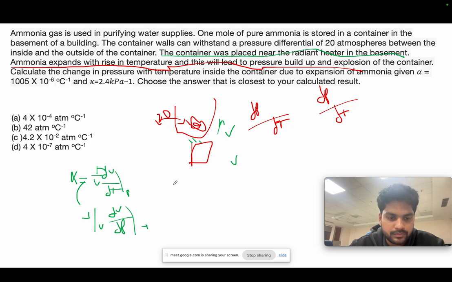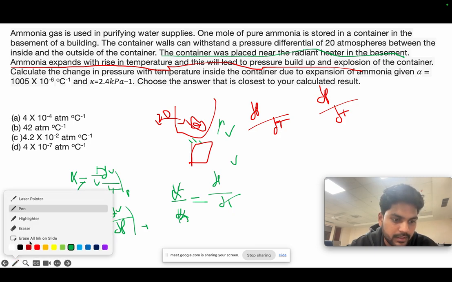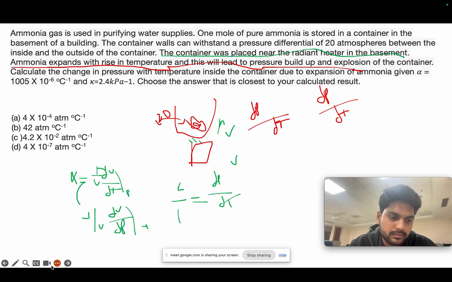So if I do K by alpha, what I'll get is dP by dT. I understand the concept I'm trying to explain here. Sir, if we take the ratio, won't it be dT by dP? K by alpha. Yes. Oh, sorry, alpha by K. Yes, sir, alpha by K. Sorry, my mistake. Yeah, it's alpha by K.